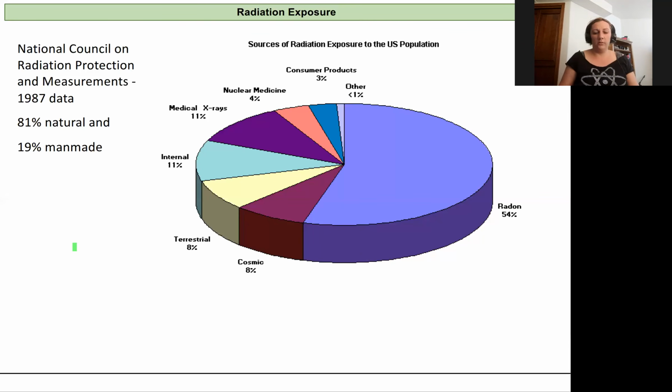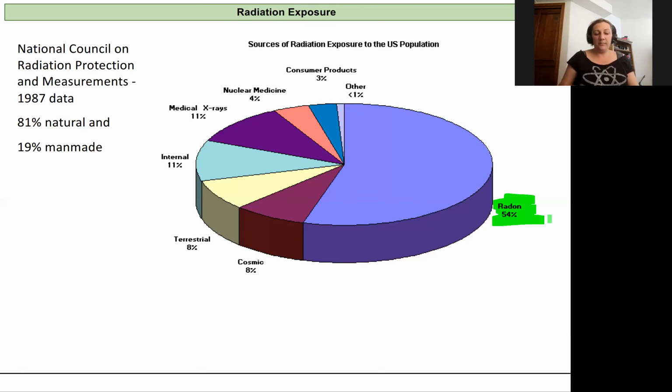Looking at this pie chart, who doesn't love a pie chart? You can see that the main contributing radiation source to our overall exposure within a year was radon, which again is a byproduct of uranium decay, and it seeps from the ground into houses, usually collecting in basements.